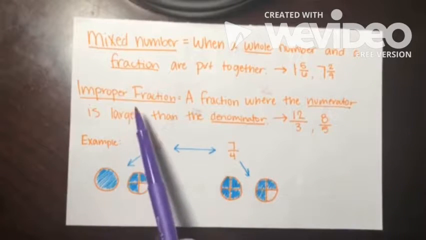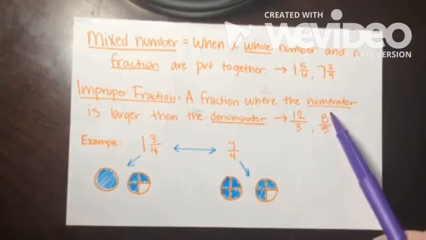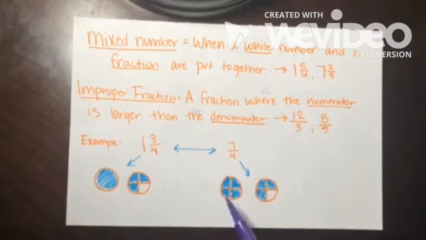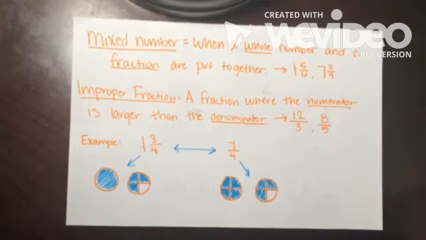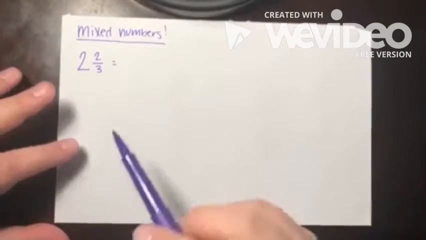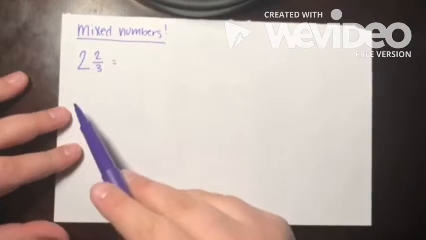We also know that an improper fraction is a fraction where the numerator is larger than the denominator. So in this case, 12/3 or 8/5. Let's start with mixed numbers. Let's take 2 and 2/3.